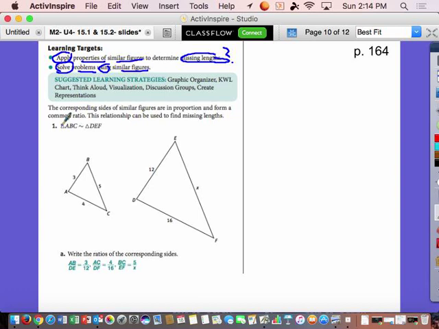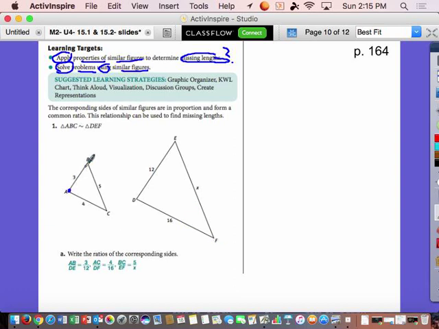Let's do this one right here. Number one, it says ABC is similar, that's what that squiggly thing means, to DEF. So we know that angle A equals angle D, angle B equals angle E, angle C equals angle F. And here's how we can set up proportions.